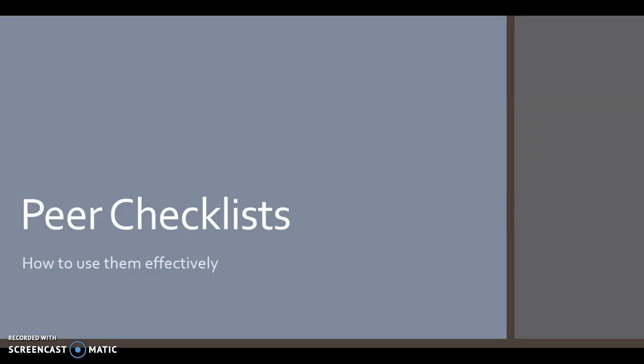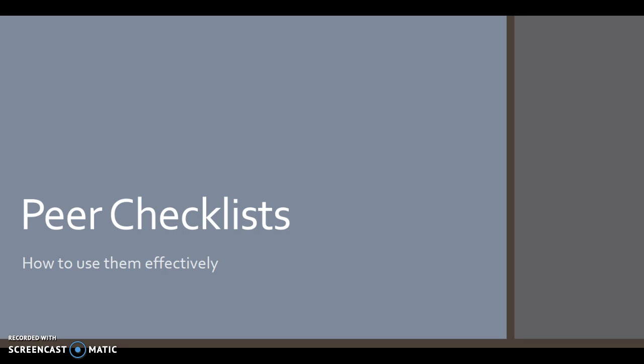Going to use peer checklists. So we've started with the "I noticed" a strength and "I wondered if" a suggestion. And now we're going to move from that, so you'll be able to give more specific feedback because you will have unpacked the peer's work more effectively.